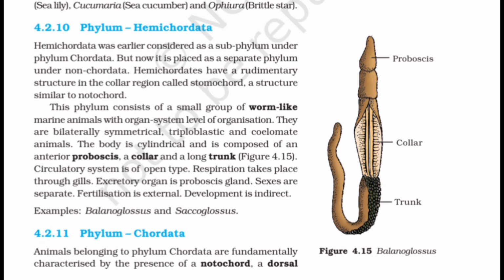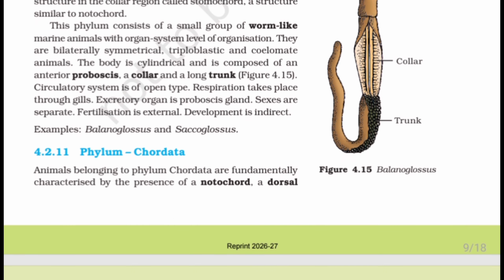The circulatory system is of open type. Respiration takes place through gills. Excretory organ is proboscis gland. Sexes are separate. Fertilization is external. Development is indirect. Example: Balanoglossus and Saccoglossus.